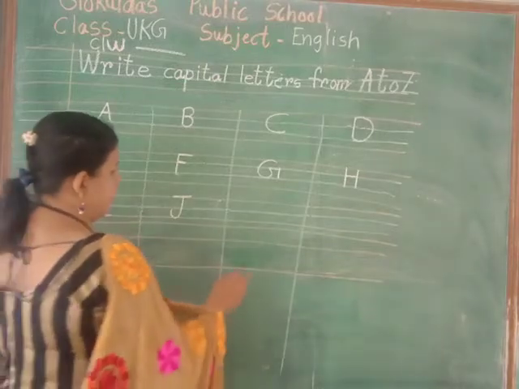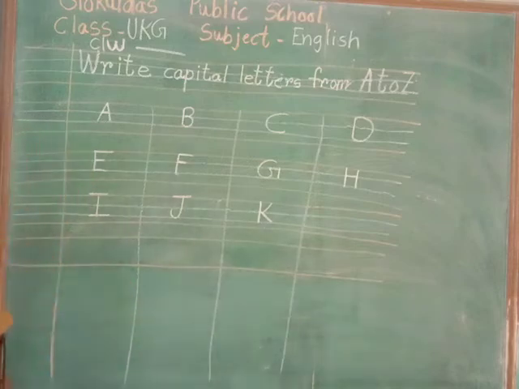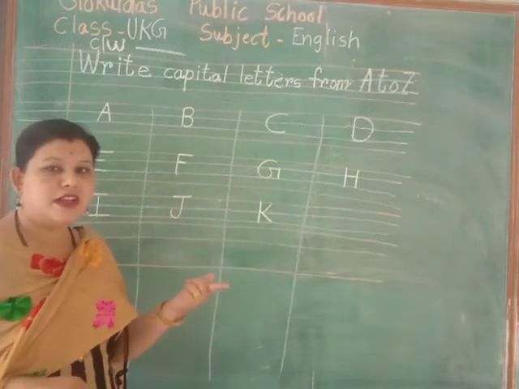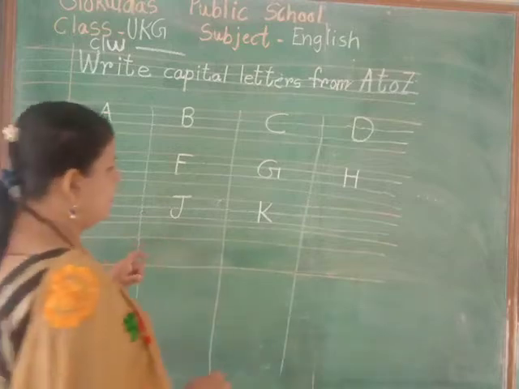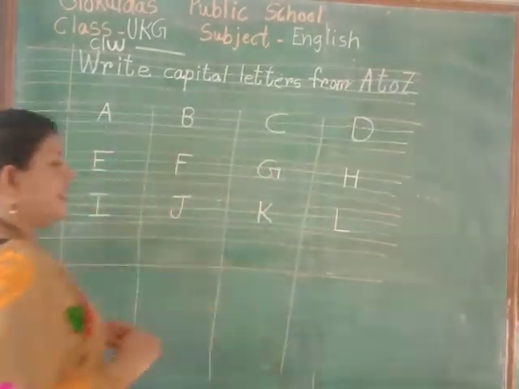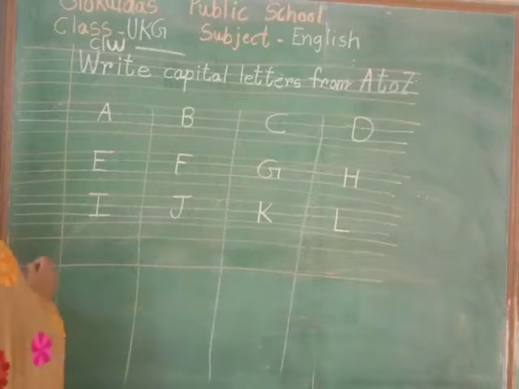K. Say, I'm right, everyone. I will ask you to make your video also. Then is J, K. After K, which letter will come? L. Which letter will come? L. Now done this. Complete it. Go to the next line.